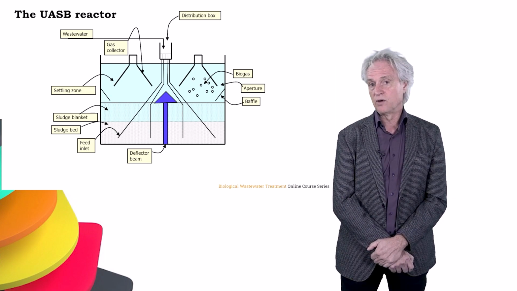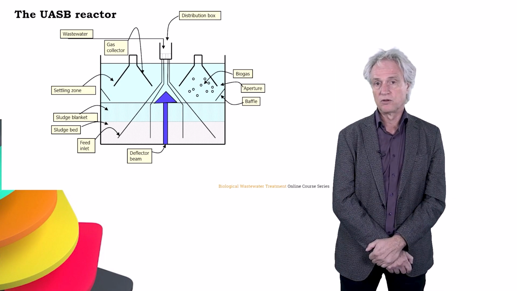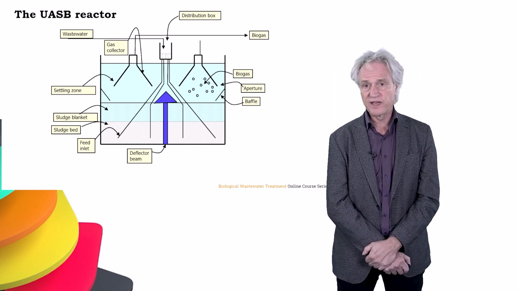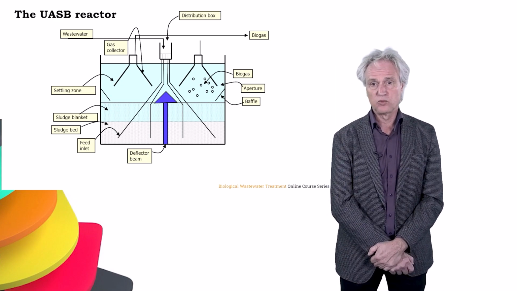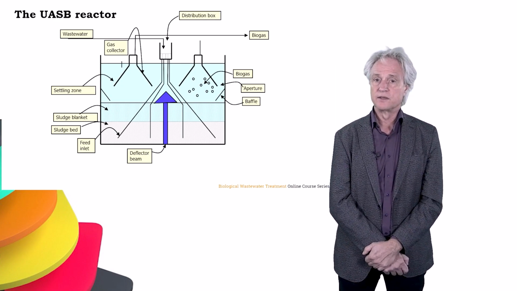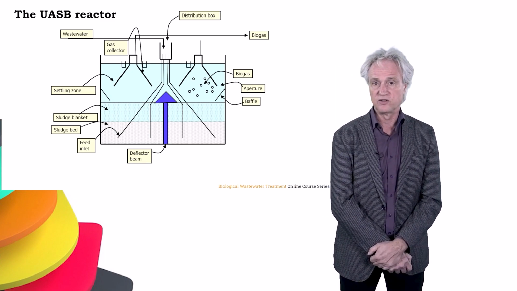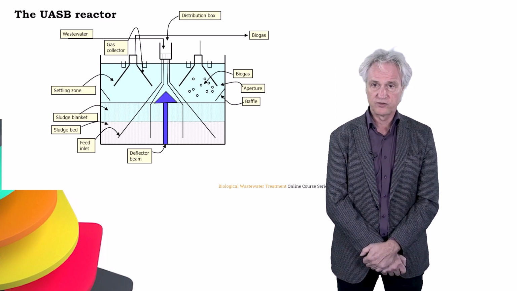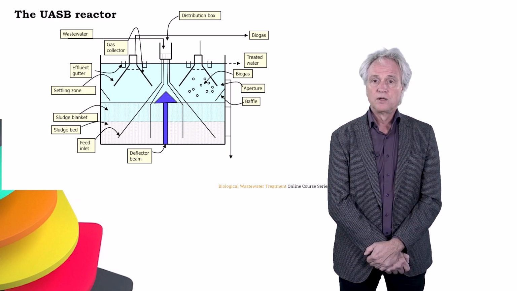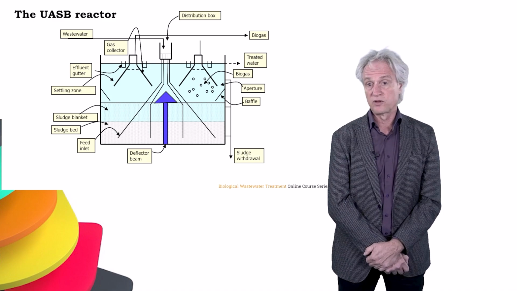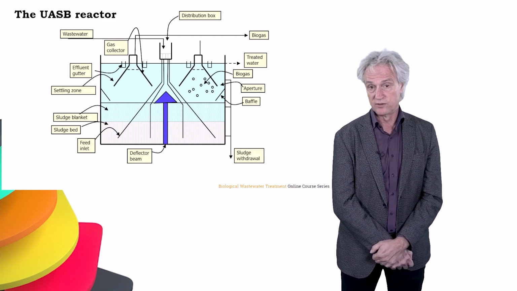And then you have to construct some effluent gutters and some gas extraction. Biogas will be collected, and the effluent gutters will be constructed next to the gas collectors to discharge the effluent from the reactor system. Finally, you will extract the sludge, and you have some sludge withdrawal, and your reactor is ready.